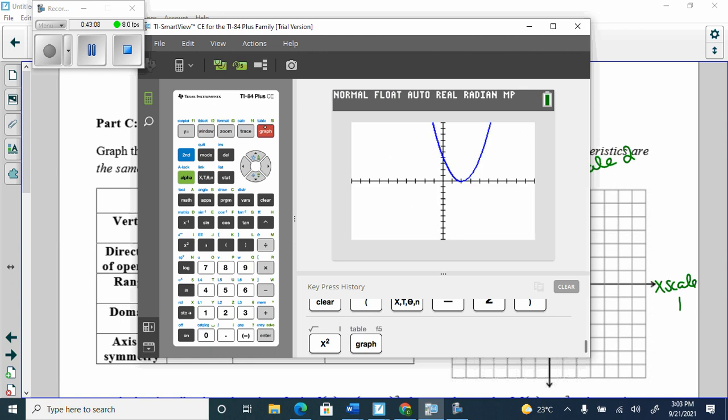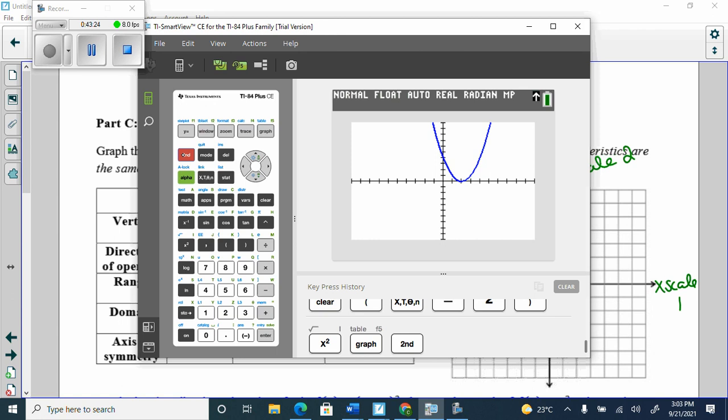I moved right. It does the opposite. If it's x minus 2, we're actually moving 2 to the right. And if it's x plus 2, we're actually going to move 2 to the left. So let's find the minimum here.